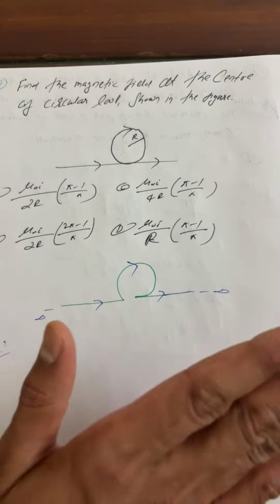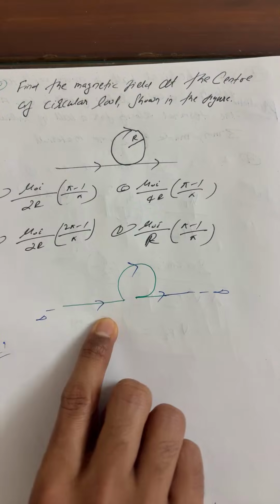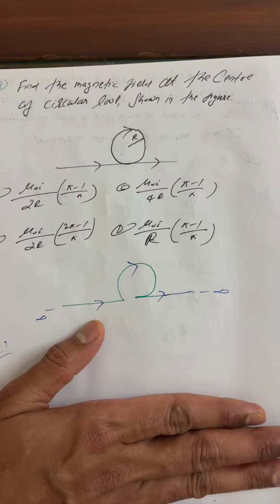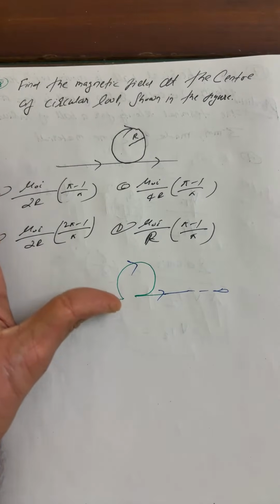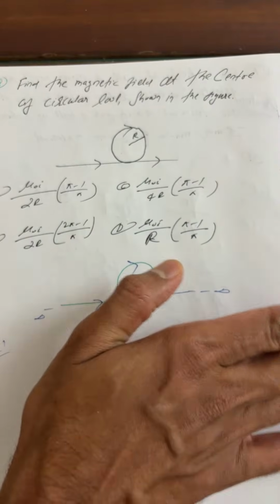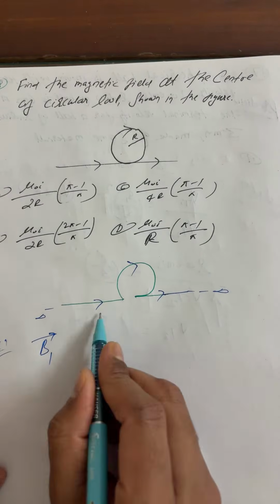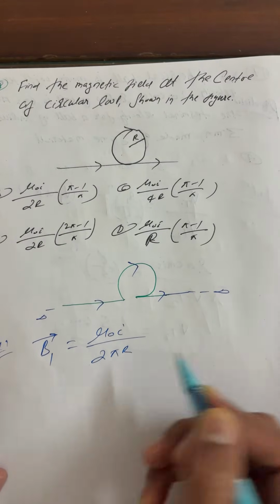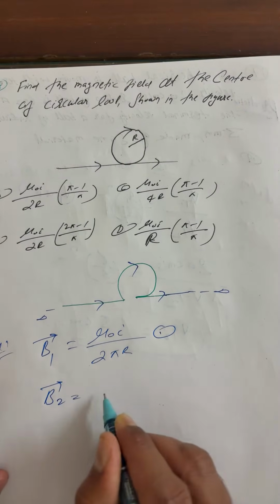Again, I'll repeat here. It's highly important. There is a very high probability they can repeat this question, students. How do we take direction? Always put your right hand thumb in the direction of current. This palm surface will give you the direction of magnetic field. But this is in outward direction. For this, in inward direction. So here I'm writing magnetic field due to one current carrying wire: mu naught into I by 2 pi r. I hope all of you remember direction is outward.